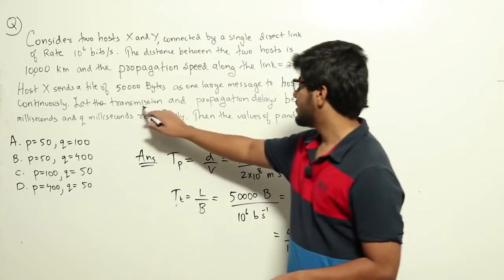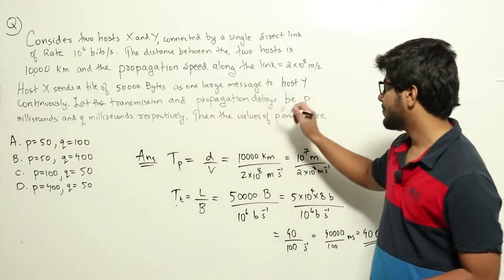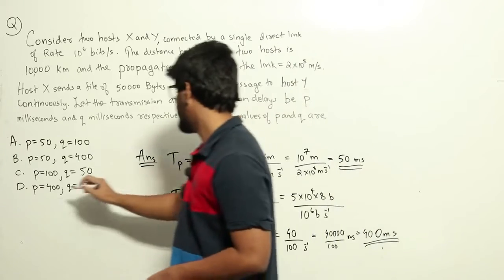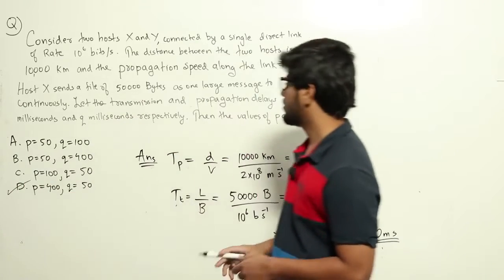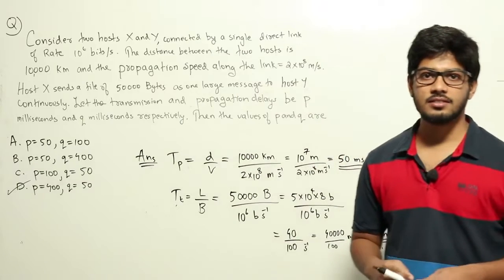They were asking transmission delay and propagation delay. Now that is 400, 50. Option D is the right answer.